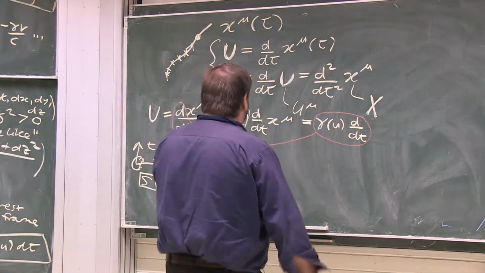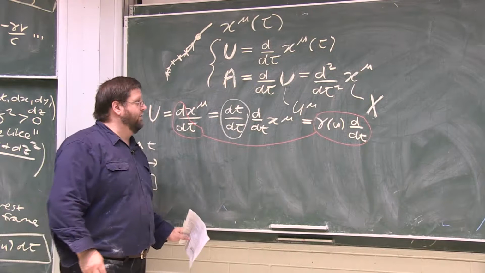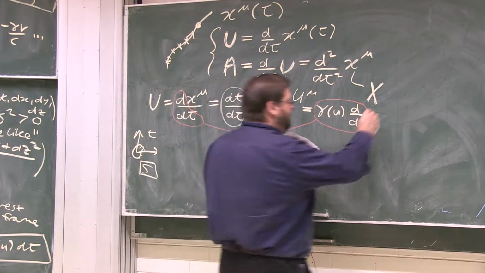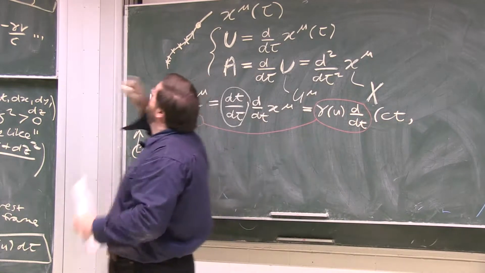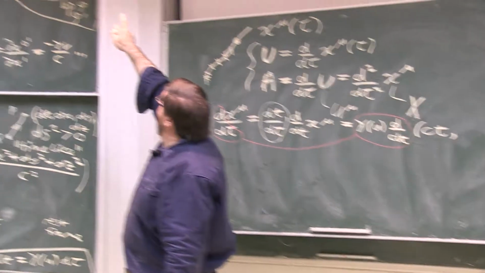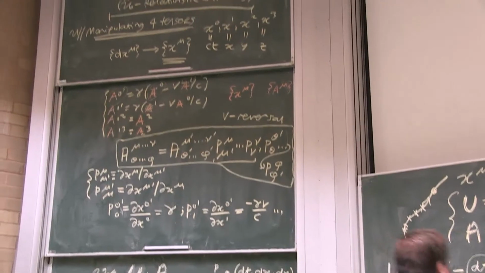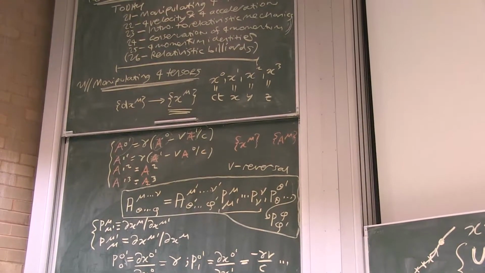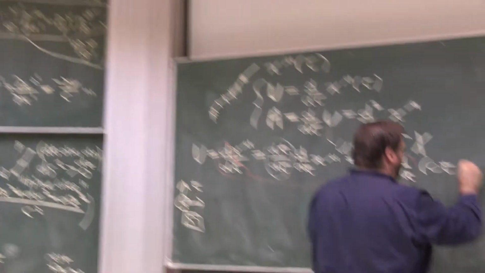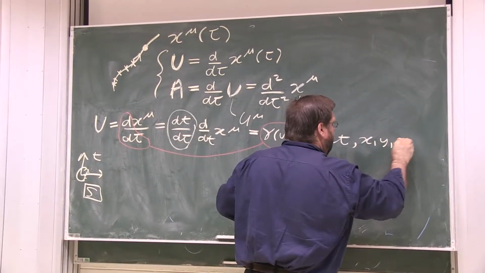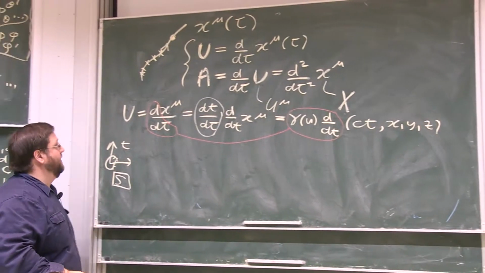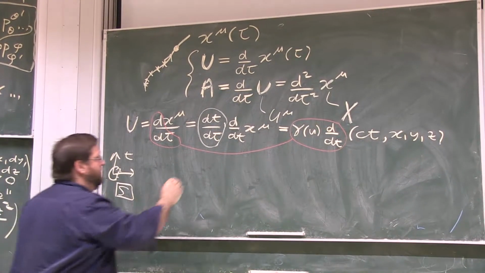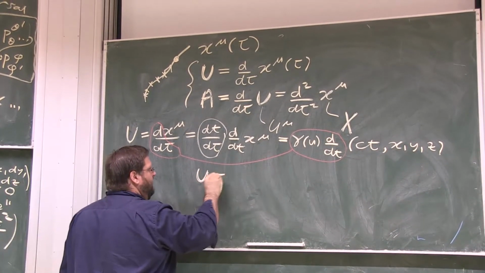Good. What do I want to differentiate with respect to time? I want to differentiate x superscript mu. Let me write that component-wise. X naught, which is ct. Yep. Top board, bottom right. X naught, x1, x2, x3, x, y, z. And I want to differentiate that with respect to time. And that will give me u, the 4 velocity, what I want.